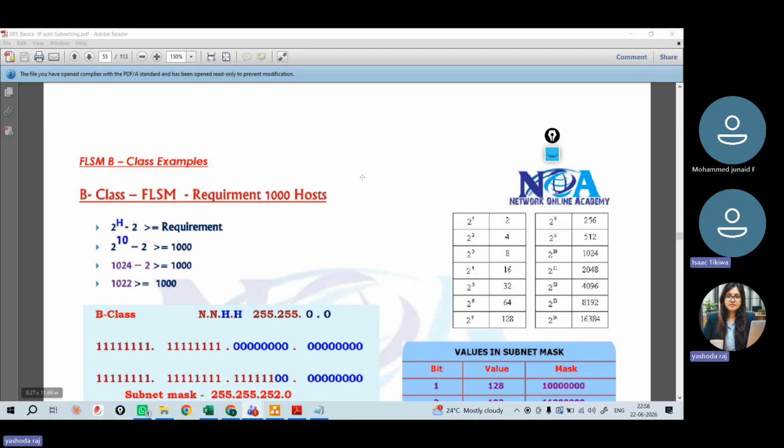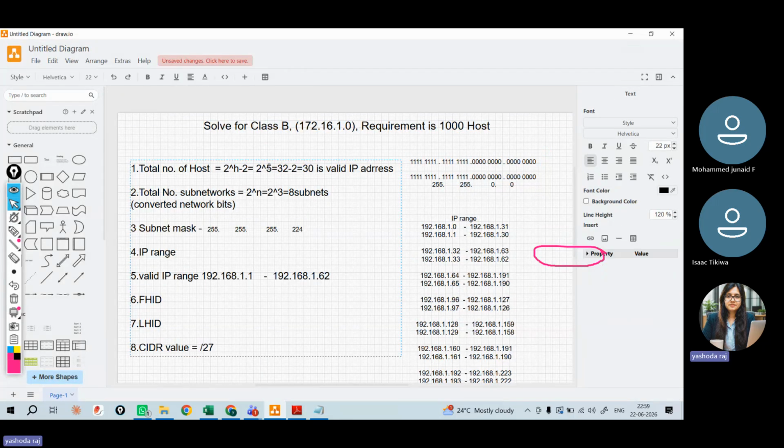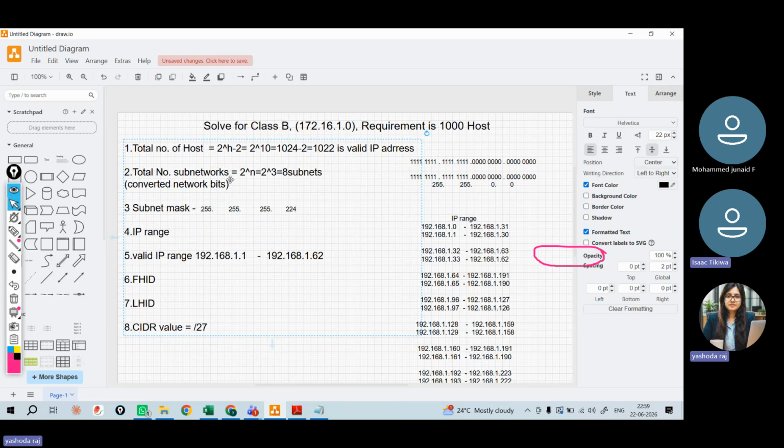Which one do I have to go with? 2 power 10, that is valid, right? So I write that with 2 power 10. So the total number of hosts is 2 power 10, which is equal to 1024 minus 2, which is nothing but 1022, right?